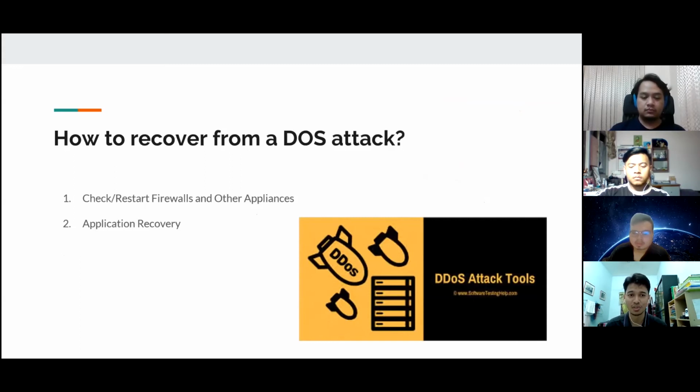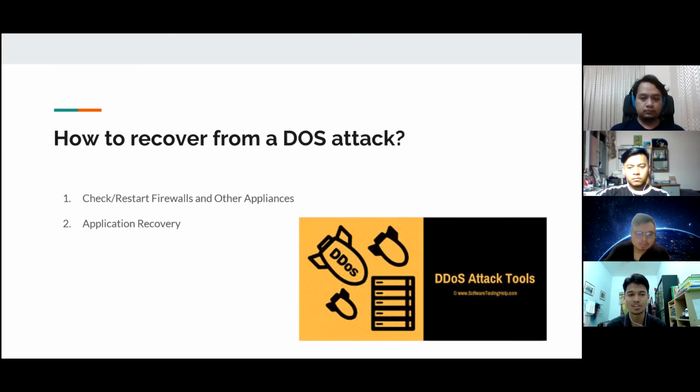Next is how to recover from a DOS attack. So basically, I want to proceed with two steps, which is to check and restart the firewall and the other appliances. This is when the system is back online. The amount of people that connect to the system is high. So basically, the only way that we can do is to restart the application and to have an orderly restoration.